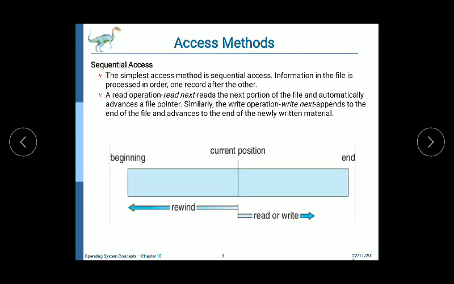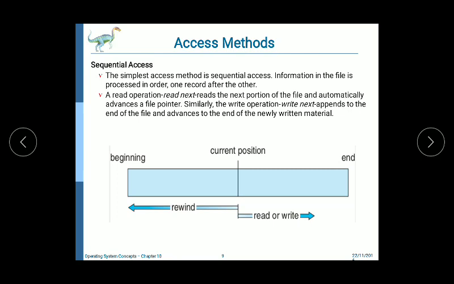Let us study about access methods. Access methods in the sense how to access the file. Files store information, as we know. When it is used, this information must be accessed and read into computer memory. The information in the file can be accessed in several ways. Some systems provide only one access method for files.